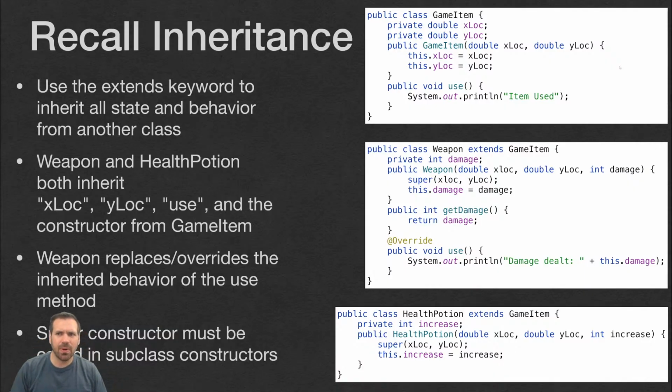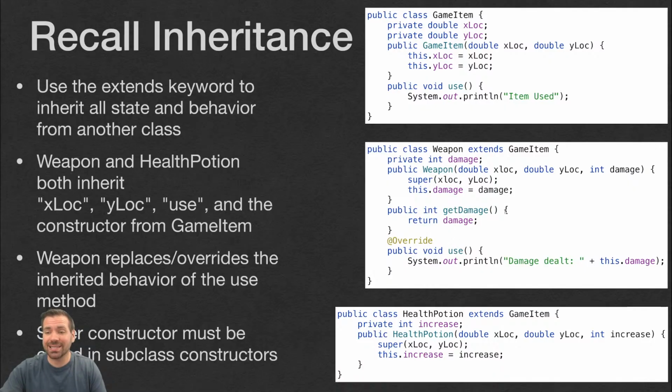That's a pretty good selling point, but really where the huge payoff is, is with polymorphism. So let's make sure we know what inheritance is first so we can get our polymorphism going. Inheritance is where we can inherit all of the state and behavior from another class. So when weapon extends game item, weapon gets all of the instance variables and methods from the game item class, almost as though it were typed directly in the weapon class.